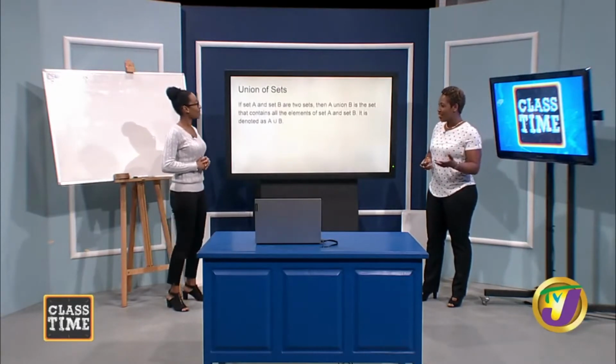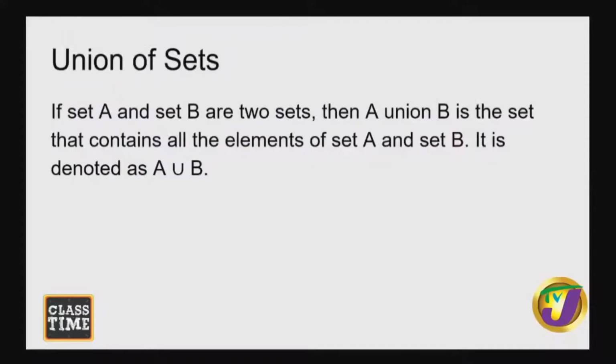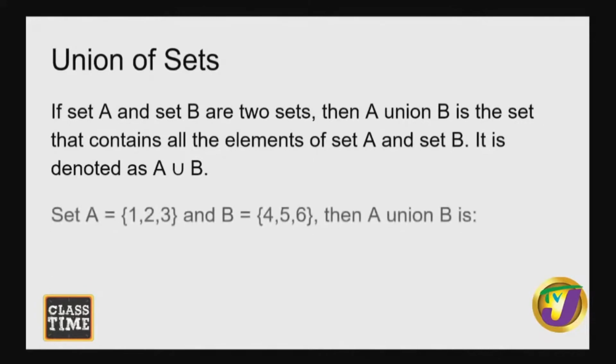So let us look at the union of a set. If set A and set B are two sets, then A union B is a set that contains all the elements of set A and set B. It is denoted as A union B. And this is our symbol for union, right? It looks like a U. And you say A union B. All right, let us look at an example.